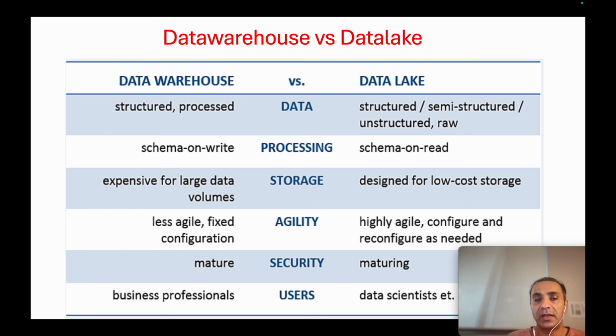In terms of agility, data warehouse is less agile because it has a fixed configuration, which means you cannot make lots of changes once data is stored. However, data lake is quite agile and you can configure or reconfigure data as needed. It allows lots of manipulations on the data that is stored because it's highly agile, which is a big advantage, especially when you are doing data analysis or building models.